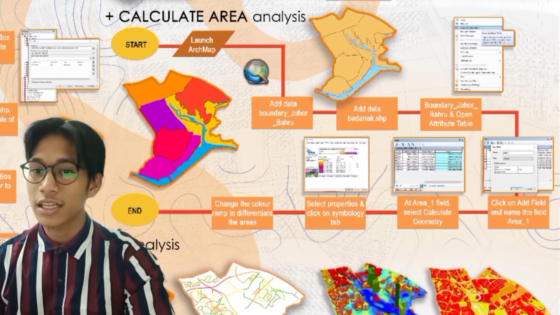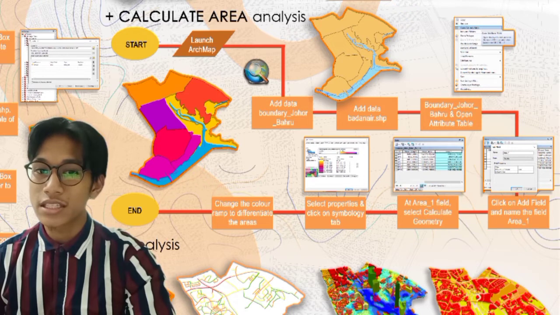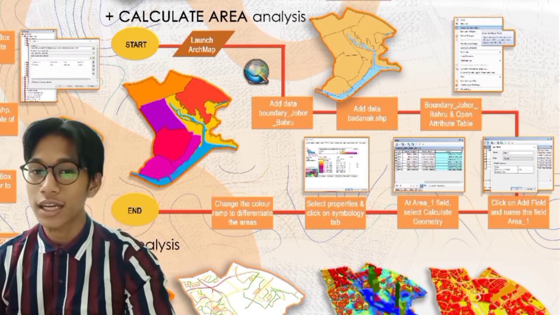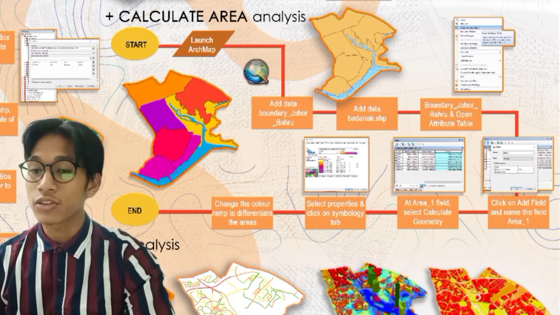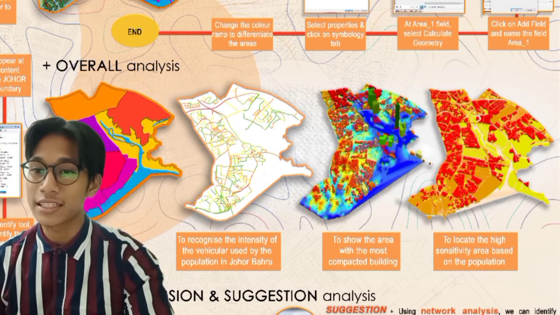And the last flowchart is calculate area, which shows the method of how we calculate the area that contributes to urban heat island. So this is our overall analysis.